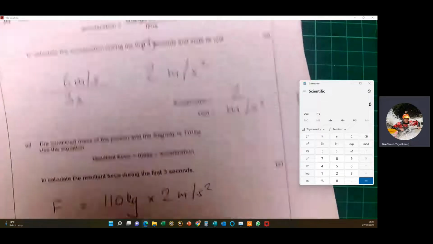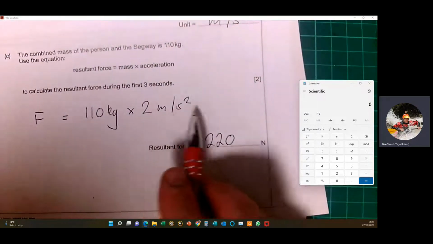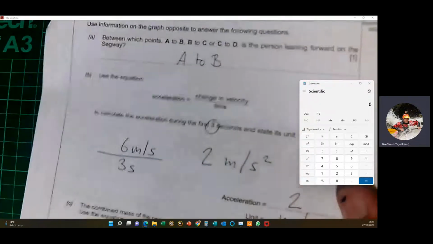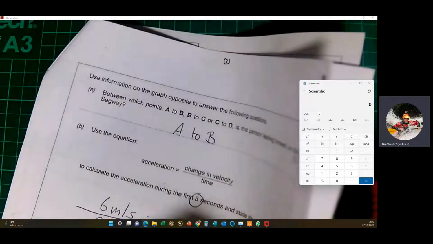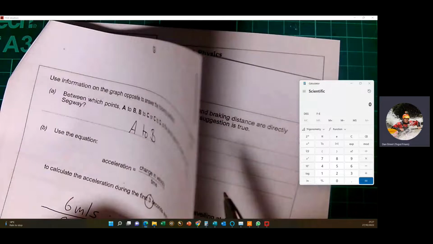We don't need to worry too much about the units because they're given to us in the answer. But kilograms meters per second squared are the same as newtons. Okay, if we move on to the next question, open the page.